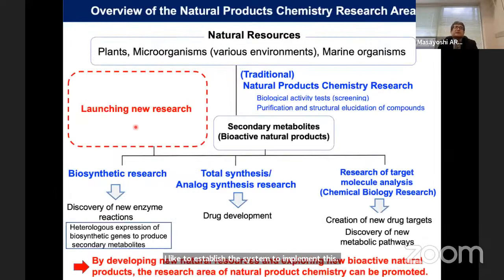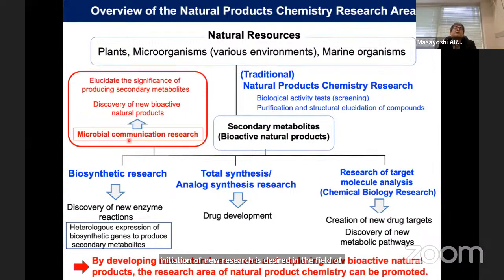Okay, so this slide shows the research within the area of natural product chemistry that was initially explained. As mentioned before, the initiation of new research is desired in the field of natural product chemistry. As part of such research endeavors, we have started studying intermicrobial communication. Through this research, we hope to obtain new bioactive natural products and gain insight into why microorganisms produce secondary metabolites.